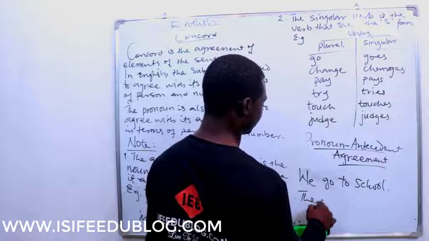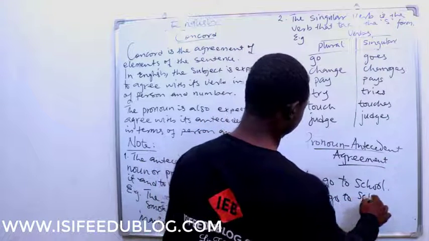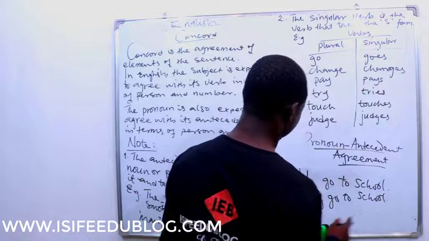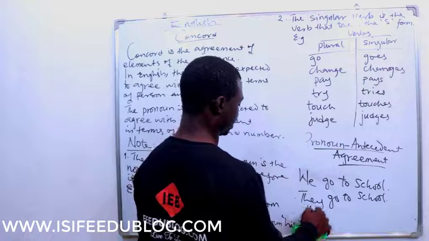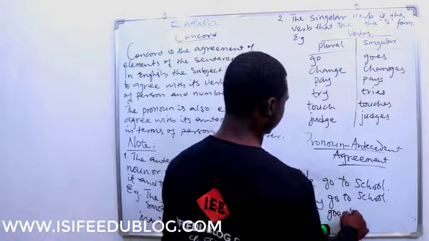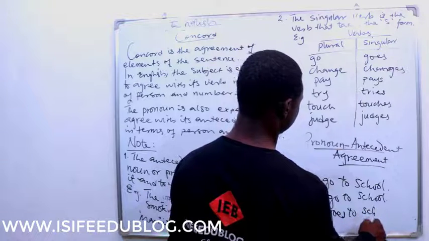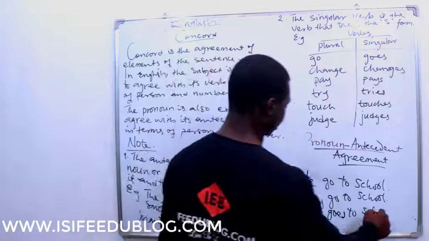They is more than one. They go to school. If you make they singular, it will become he or she. She goes to school. Is that understood?